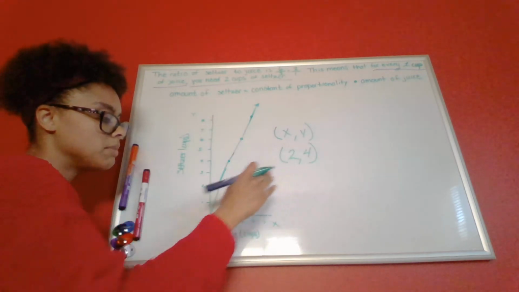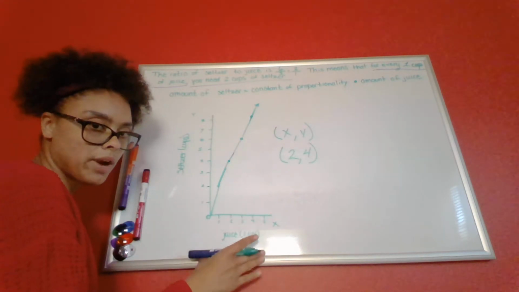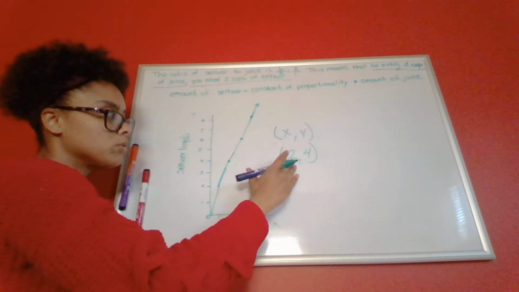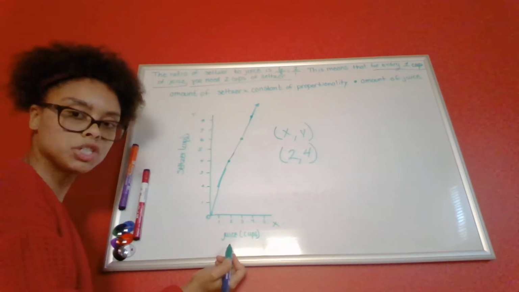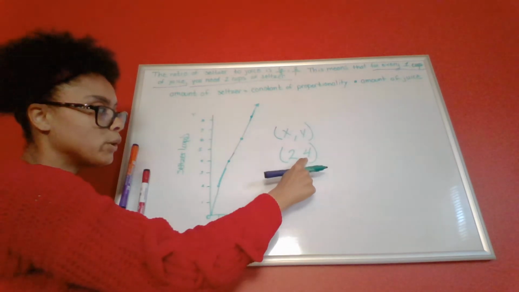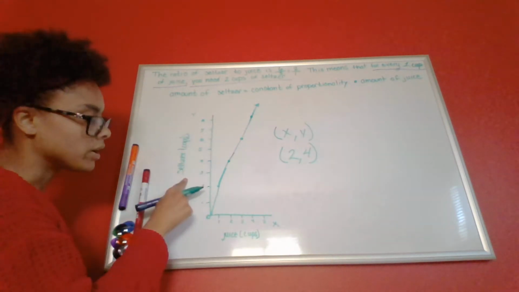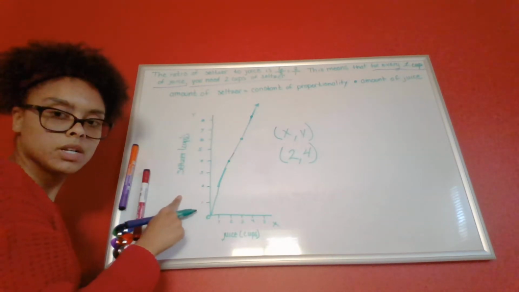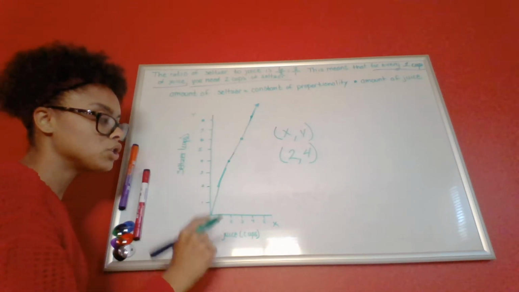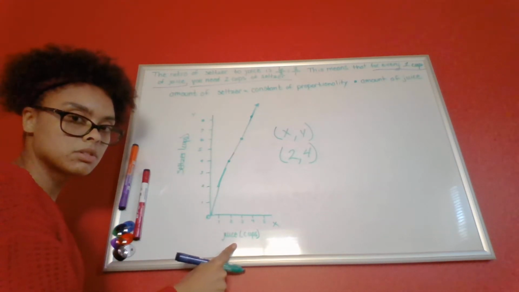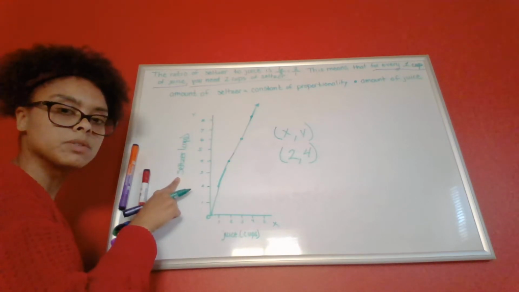This data point means exactly what the graph says. So for every 2, what do I have here? Cups of juice. I have 4 cups of what? 4 cups of seltzer. So on that line, data point 2, 4 shows for every 2 cups of juice, you have 4 cups of seltzer.